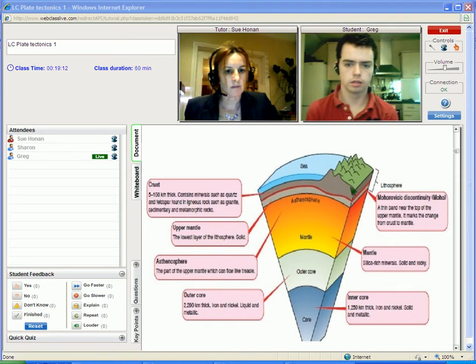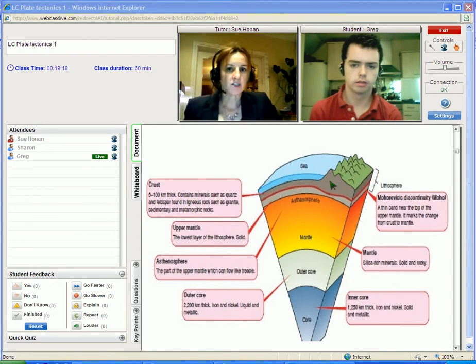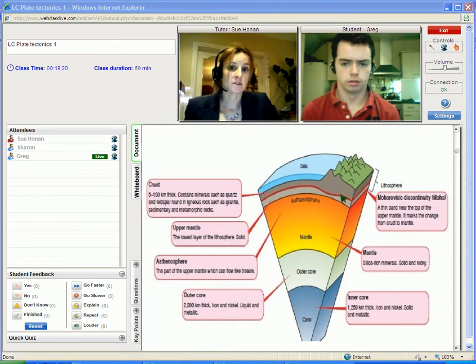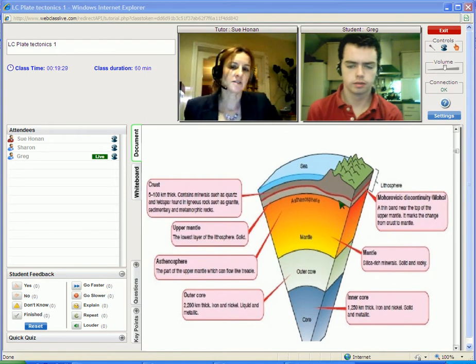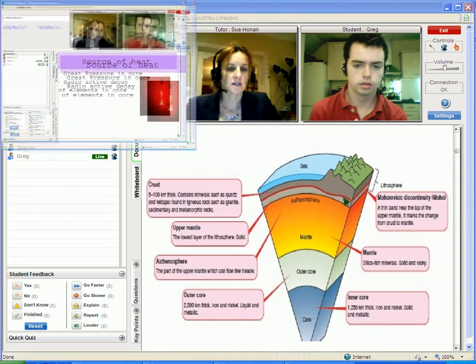Can you see my mouse? Yes. Okay, so what you've got then is that the oceanic crust actually does go deep underneath the continent, right? But it gets very thin underneath the continent because of the weight of the continent pushing down into it, okay? So, but really, for the sake of your diagrams, you don't necessarily have to show that in huge detail.